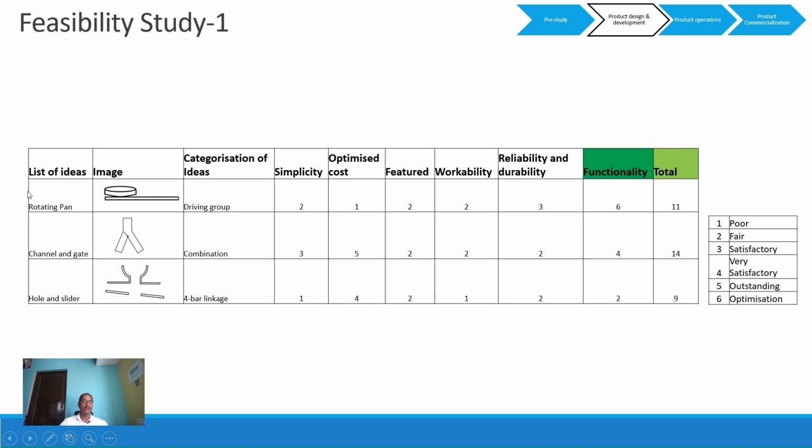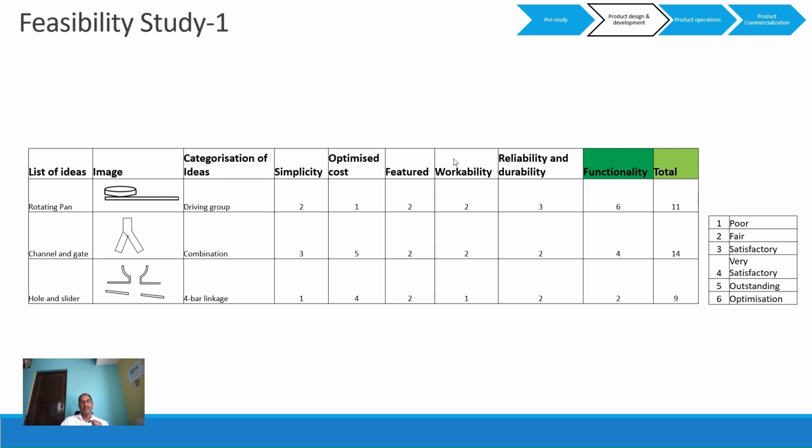The first idea is the rotating pan. This idea is categorized under the driving group because it has two sets of gears. As far as the simplicity is concerned, this is moderately simple, and you can see the rating that I have put over here. And as far as the cost is concerned, the cost rating goes a little bit less. If the idea is simple, then the cost rating goes high. If the idea is complicated, then the cost rating goes low.